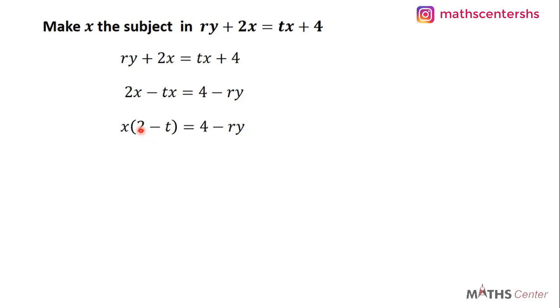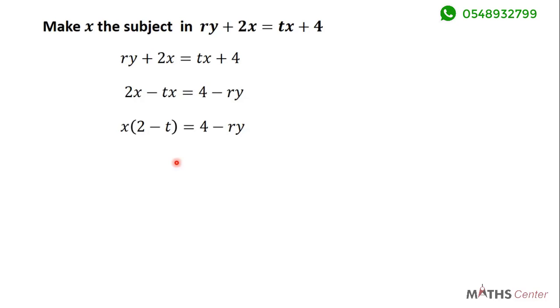Now, because 2 minus t is a binomial, we are going to put it in a bracket. So that's why x, we are putting 2 minus t into a bracket. We are putting it into a bracket because it's a binomial and it's being multiplied by a single term, which is x. So we will put the binomial in a bracket. We explained this in the video on binomials under algebraic expressions. So x times (2 minus t) is equal to 4 minus ry.